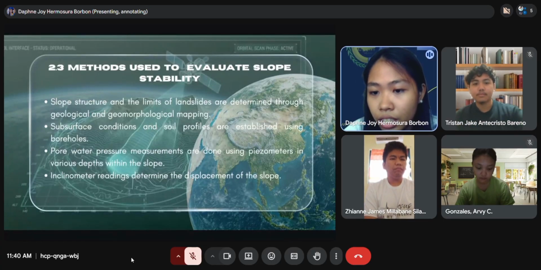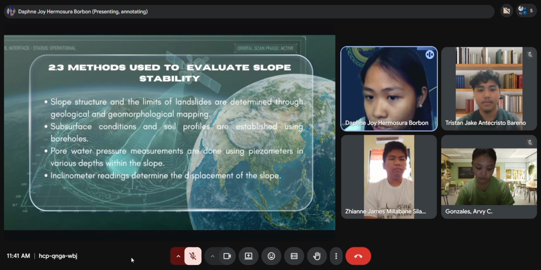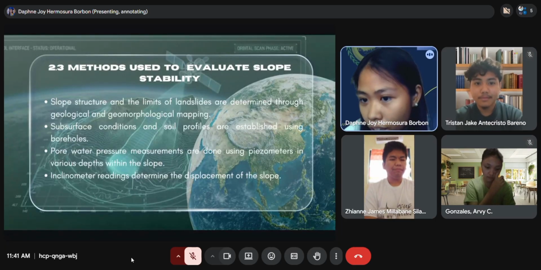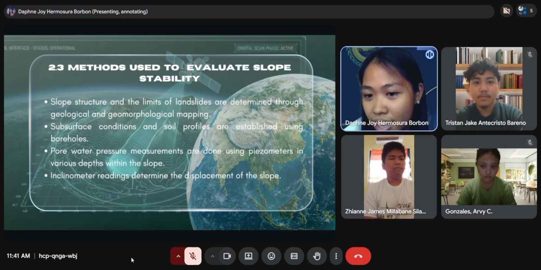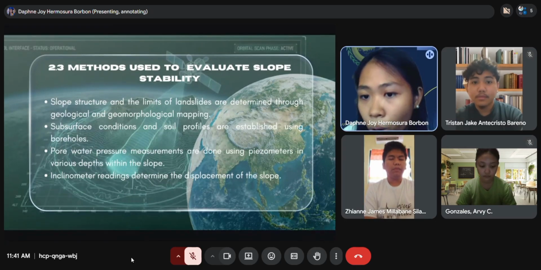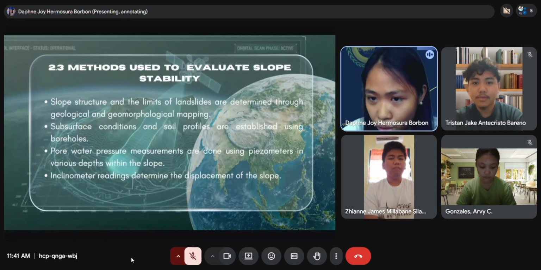So, geological and geomorphological mapping was first conducted to identify the surface structure of the slope, including lithology, geomorphology, and the boundaries of existing landslide zones. This step helped define the spatial extent and characteristics of slope deformation. Borehole drilling was then carried out to obtain detailed subsurface information. This allowed researchers to identify soil layers, depth of clay formations, and groundwater conditions below the surface.